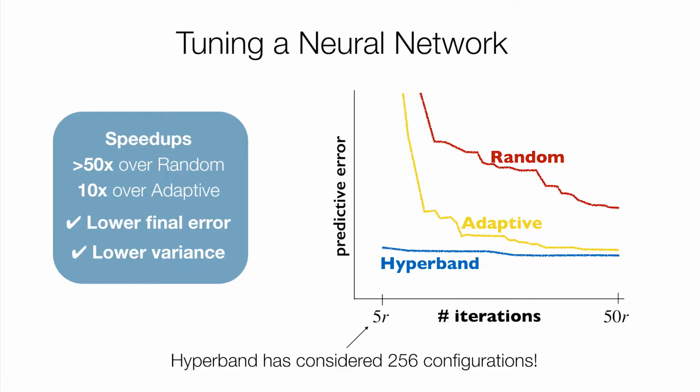So what we see is, across our data sets, that we're typically getting a 50x, if not more, speed up over random search. Roughly a 5 to 30x speed up, I'd say, over adaptive methods, depending on the data set. We often find that we converge to a lower final error than the adaptive method.